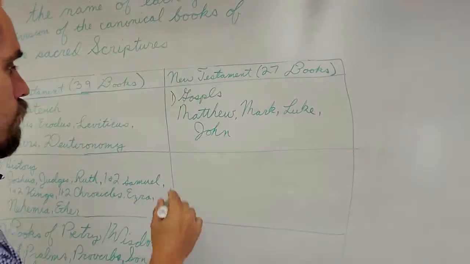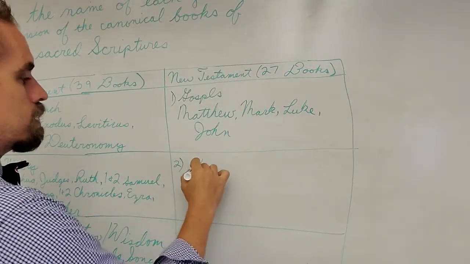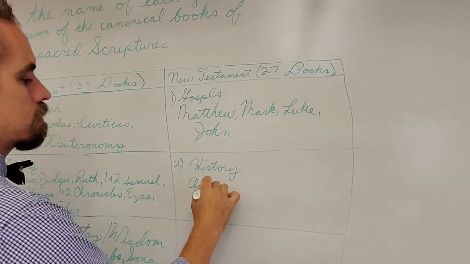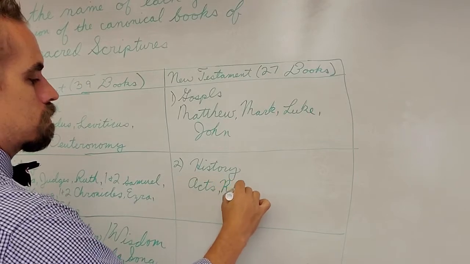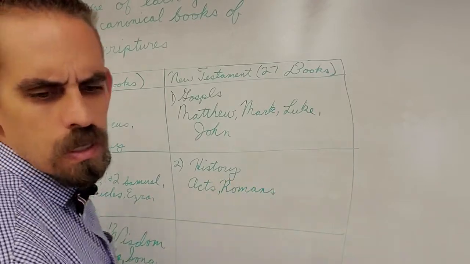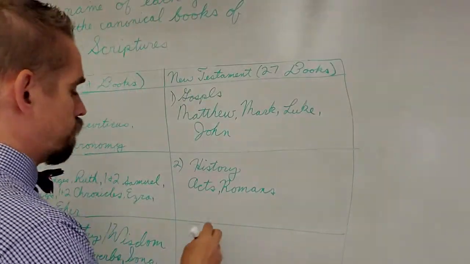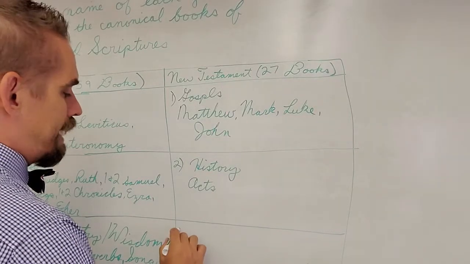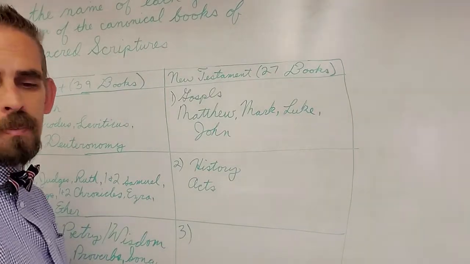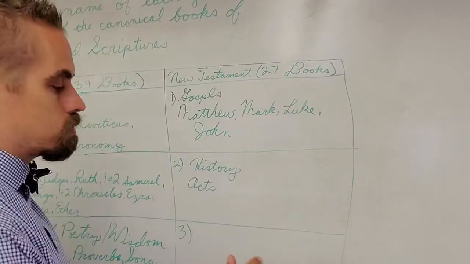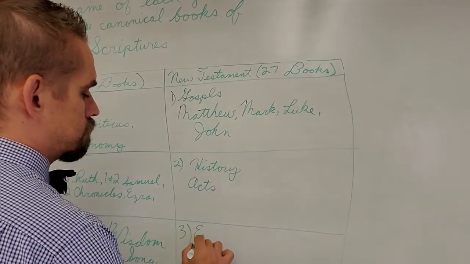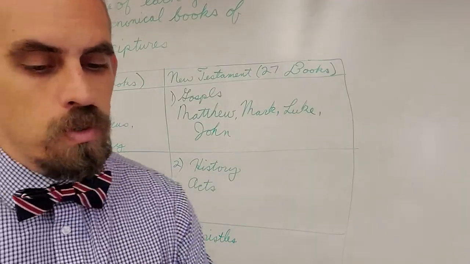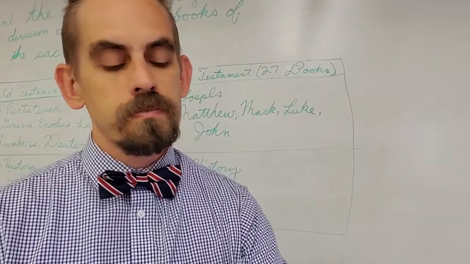Now, the second part, we'll call these history books in the New Testament, telling things that happen. We've got Acts, Romans, or no, we don't have Romans. That's not right. History ones are just the Acts, or the book of the Acts. Acts meaning things that happen. Now, the next ones are the epistles. This is the biggest group. These are the books that are written mostly by Paul.